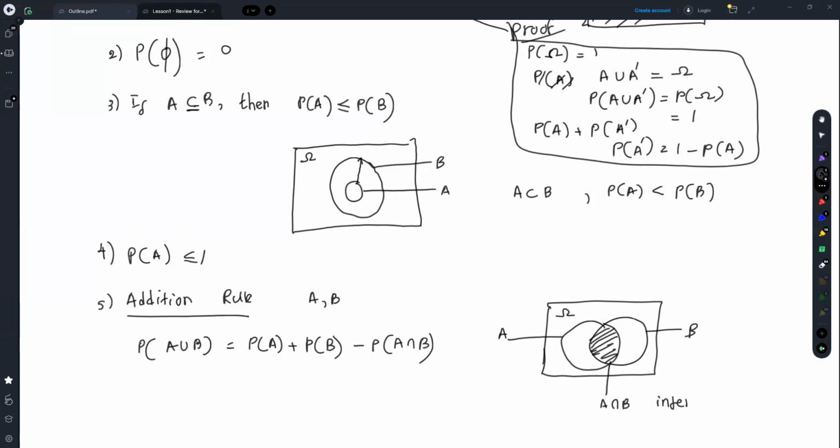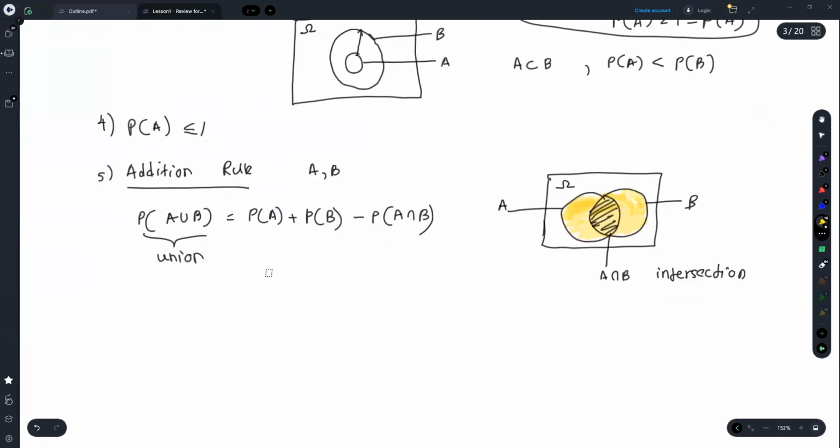So, intersection. And this is the union, right? That means everything. The union is the elements that belong to A, to B, and both. So both is where you have the intersection. When you find the probability of the union, you add P(A) and P(B). When you do that, the overlapping area, you count it twice, therefore you have to subtract it once. So then you get the probability of A union B.